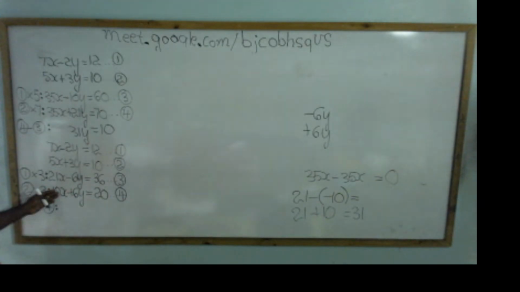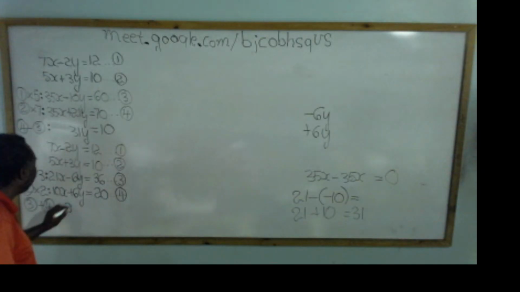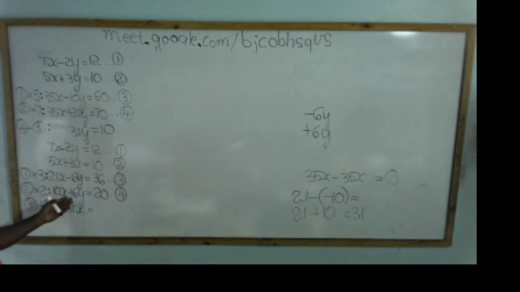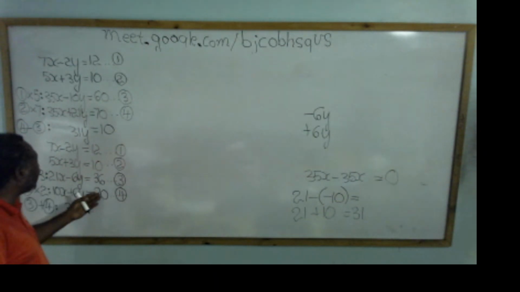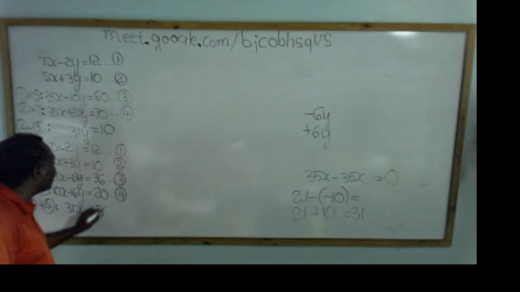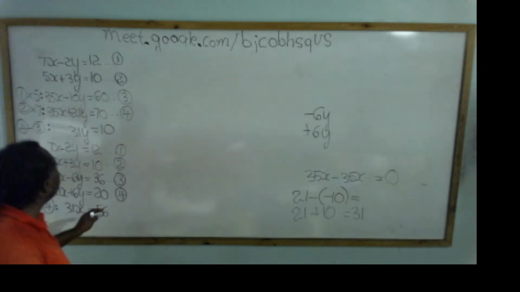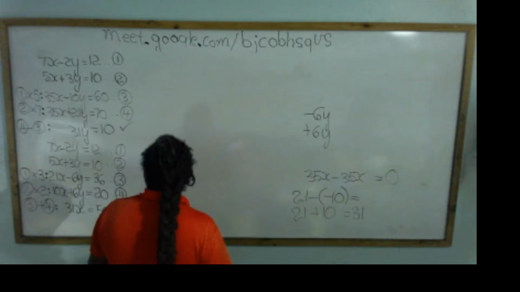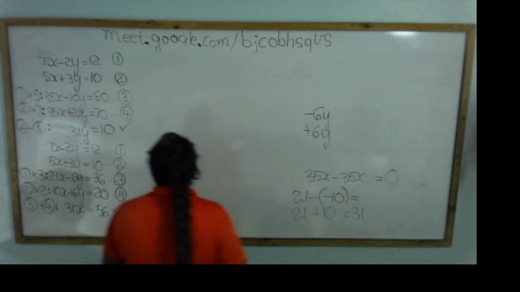Equation 3 plus equation 4. 21x plus 10x, that's 31x. I can write it pretty much anywhere because the y's are additive inverses and are eliminated. And then 36 plus 20 will give us 56. So there we have the x's eliminated there, and now we have the y's eliminated.